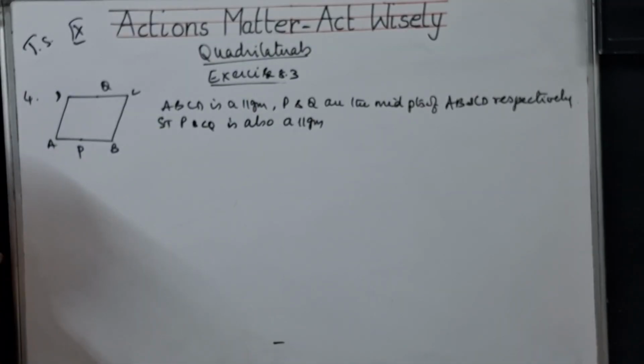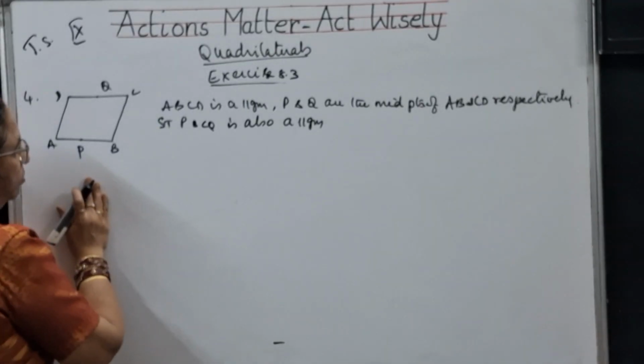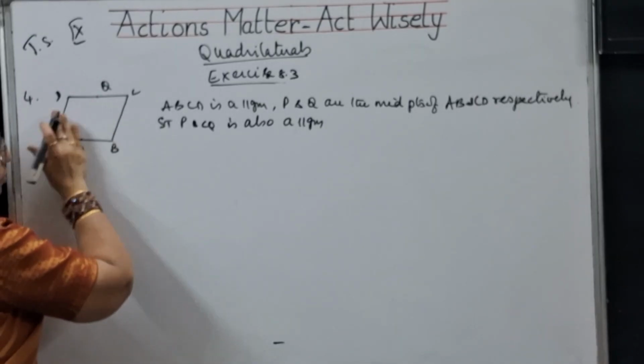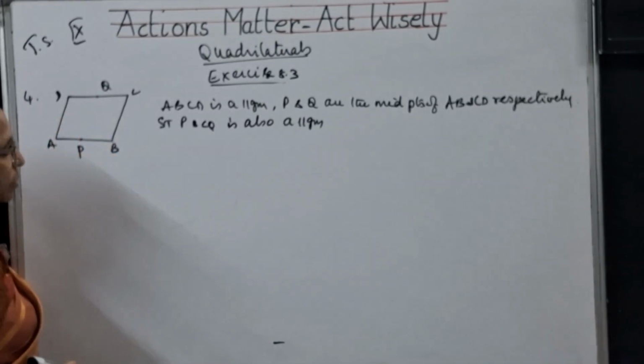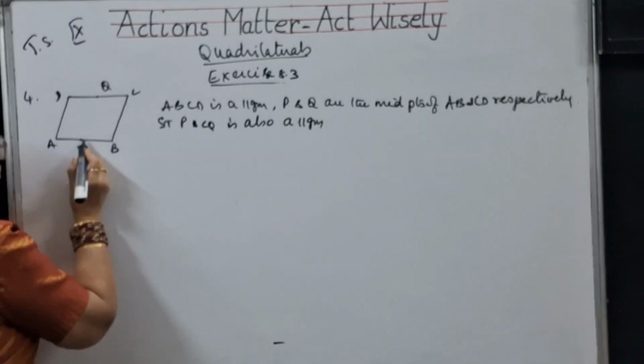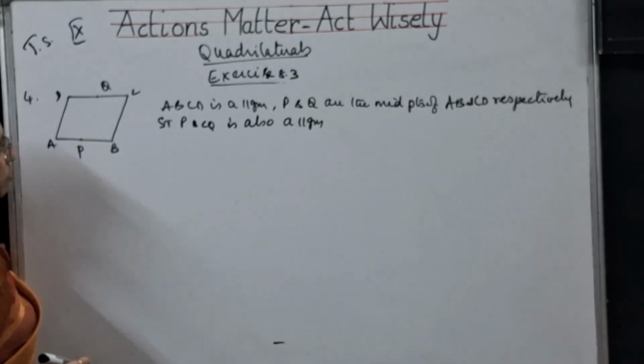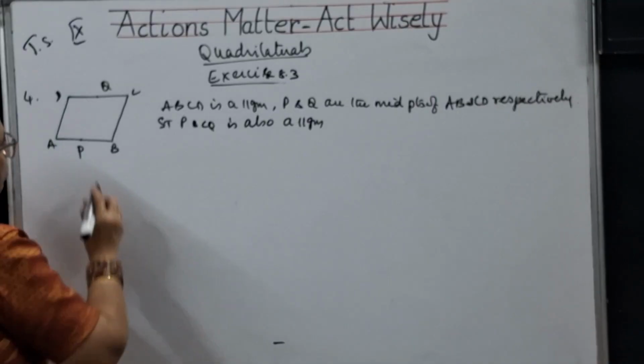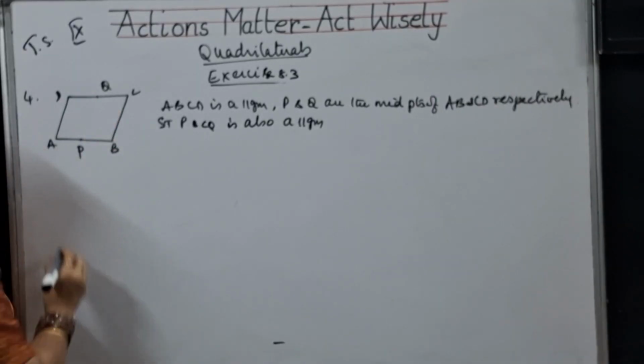Now, fourth problem, children. ABCD is a parallelogram. It is given that ABCD is a parallelogram. P and Q are the midpoints of AB and CD respectively. That is, P is the midpoint of AB, Q is the midpoint of CD. You have to prove that PBQC is also a parallelogram.